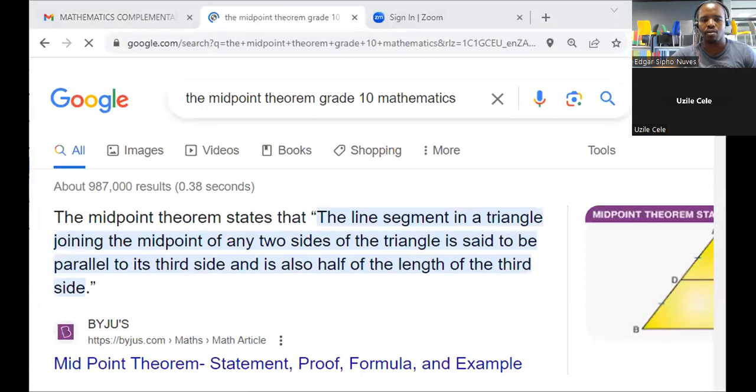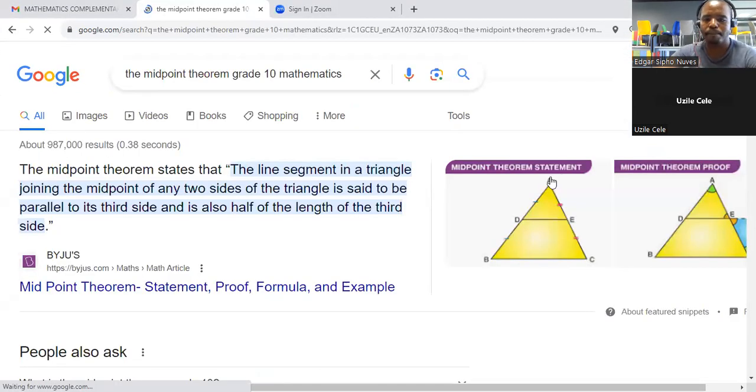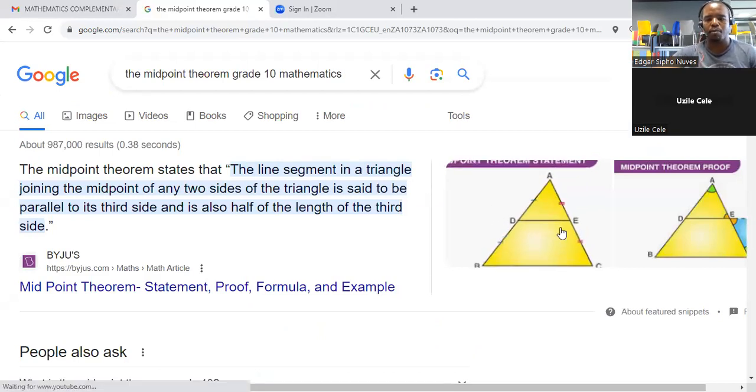What did I do now? Can you still see my screen? I'm on Google. Yes. Okay. Now let's just go into the midpoint theorem here.